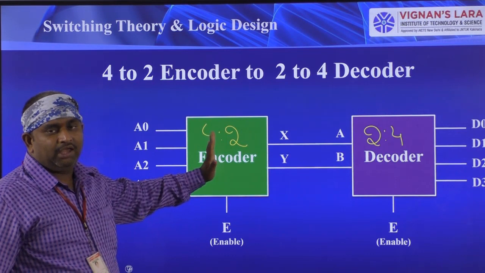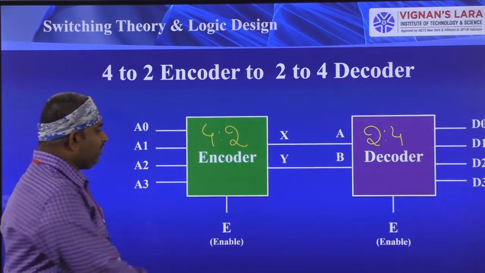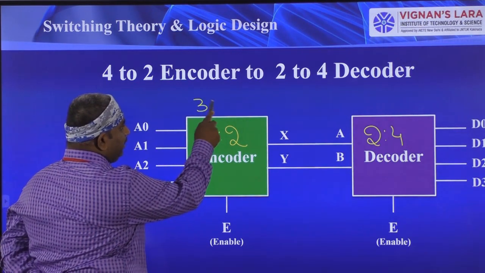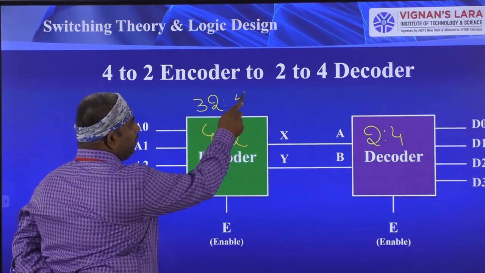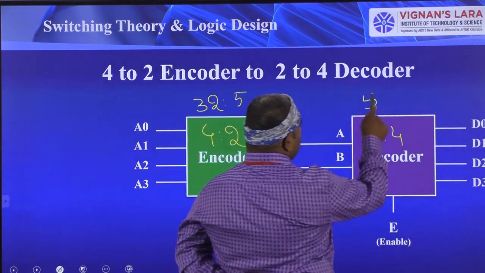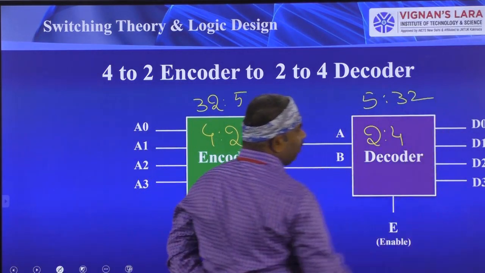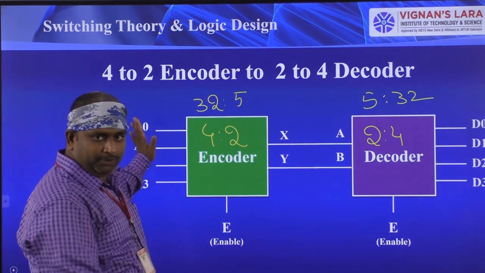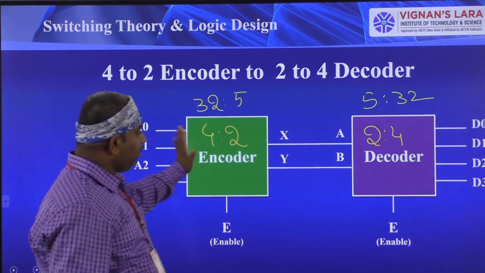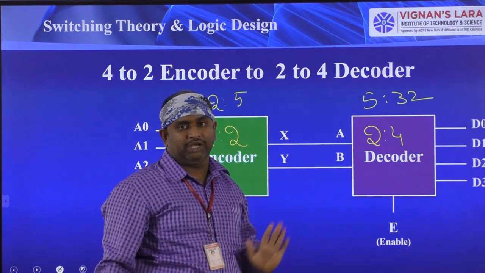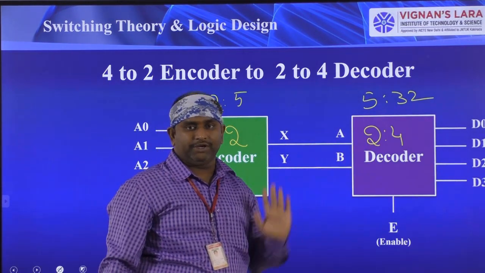For example, take n value equal to 5. If n is equal to 5, then the encoder specification is 32 to 5, and the decoder is 5 to 32. So see here, 32 inputs are available, right? Then you can't use 32 separate lines between the transmitter and receiver.